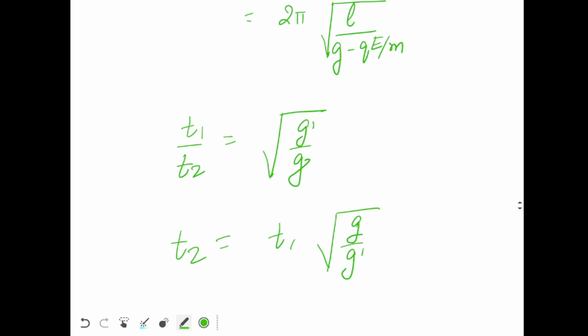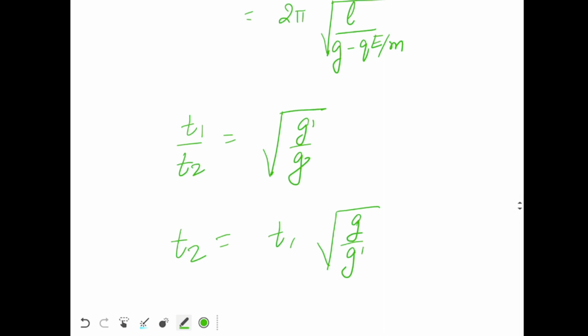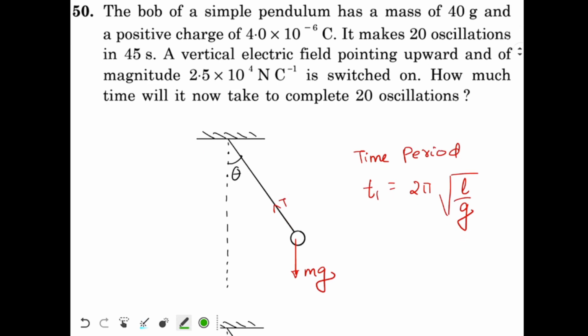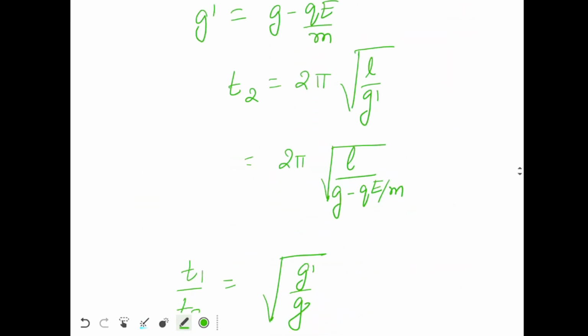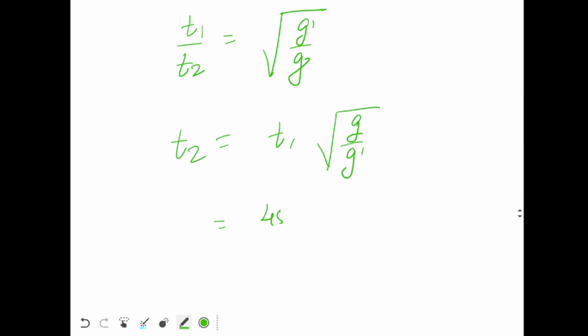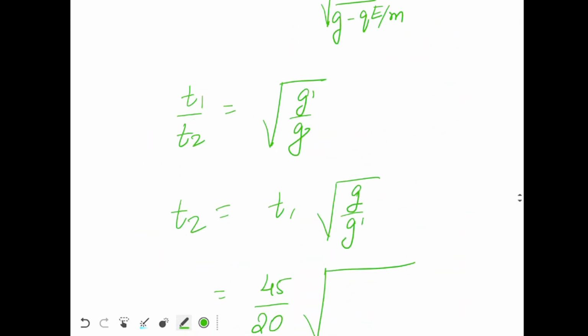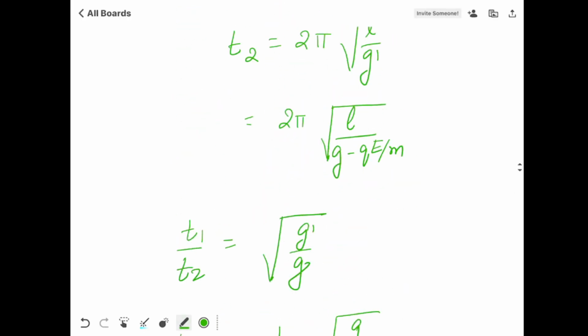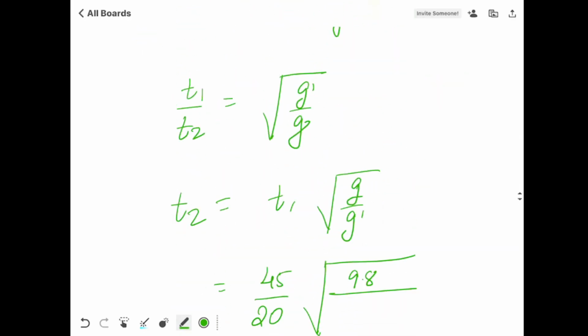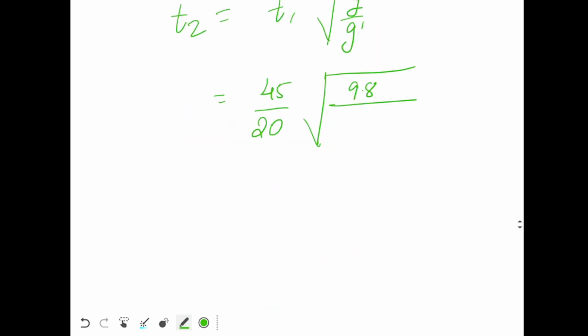Now let's just put the values. So what is the initial time period? It is making 20 oscillations in 45 seconds. So time period will be 45 by 20. Initial time period will be 45 seconds by 20 oscillations. The value of g is not given in the question, so we take g equal to 9.8. G dash will be what? G dash will be g minus QE by m.